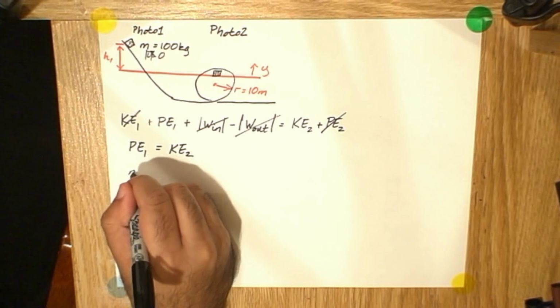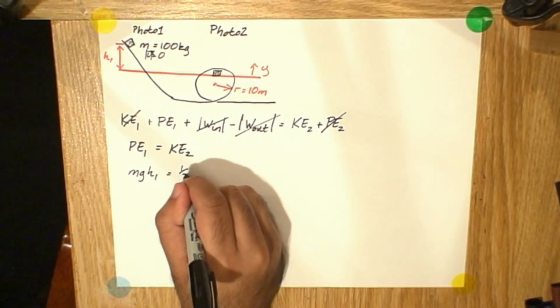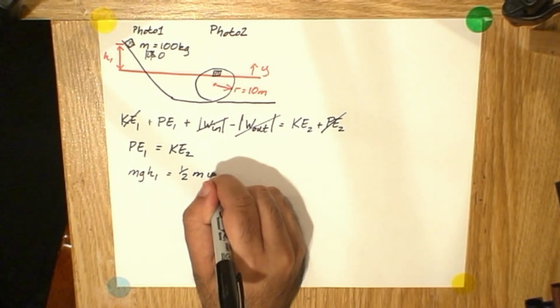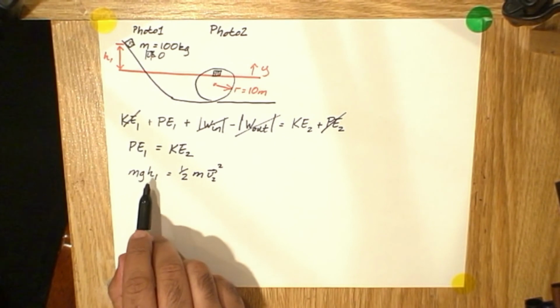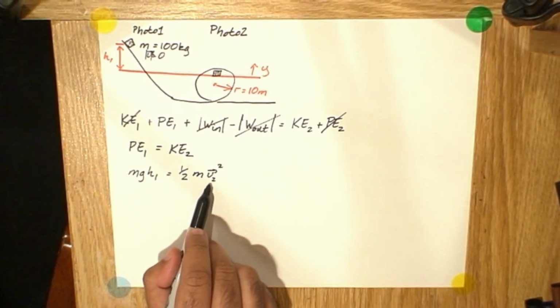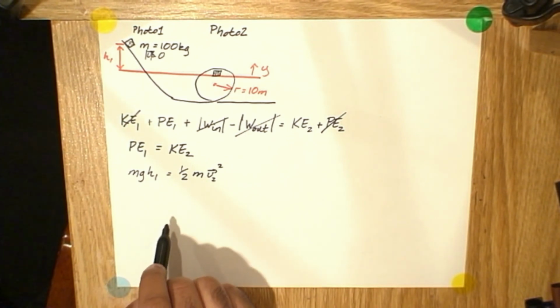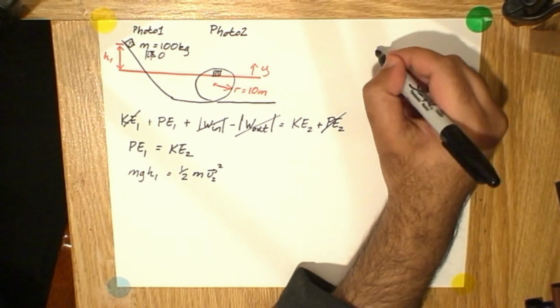Expand it out. M times G times H1 is equal to 1/2 times mass times the velocity 2 squared. We're looking for H1, but the problem is we don't yet know what V2 is, so we need to find that out. Let's examine this position a little bit more closely.